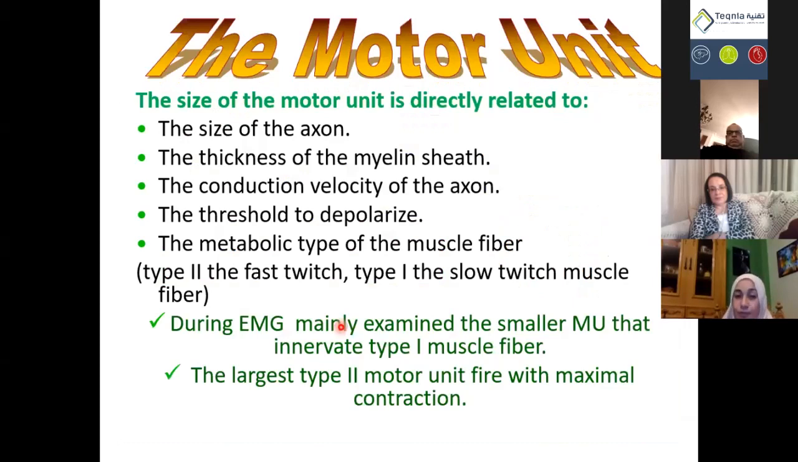The size of the motor unit is related to the size of the axon, the speed of conduction velocity in this axon, the myelin sheath of the axon, and the metabolic type of the muscle fiber. We have two metabolic types of muscle fibers, type 2 and type 1. Type 2 has the largest motor unit, and type 1 the smallest. Type 1 is the one initiating with mild contraction of the muscle, so with mild contraction I am recording type 1 muscle fiber action potentials. With maximal contraction and interference pattern, I'm recording from type 2 muscle fiber action potentials.